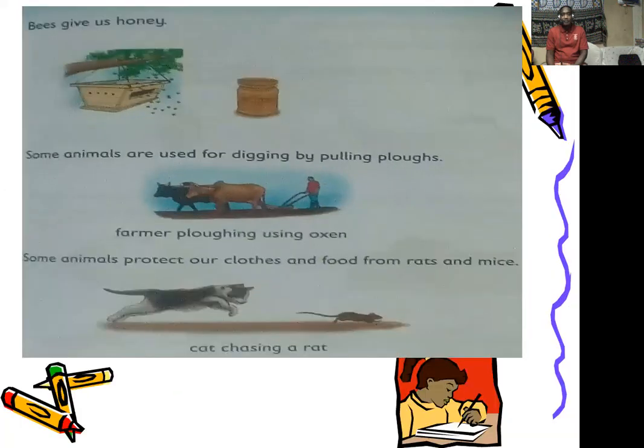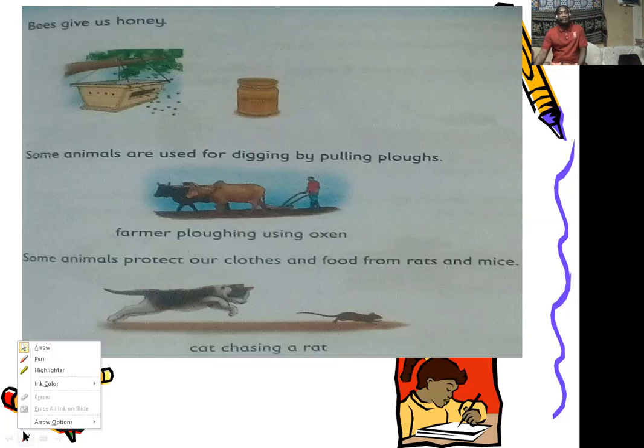Pupils, we move further. We have bees. Bees, they are very small animals. They look like insects, but they are very useful to us because they give us honey.